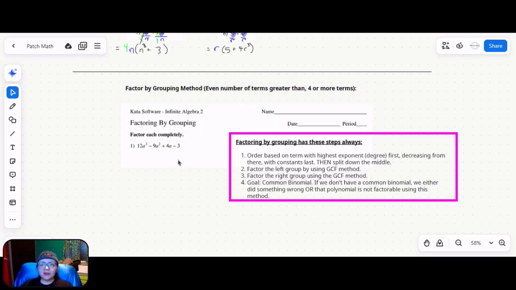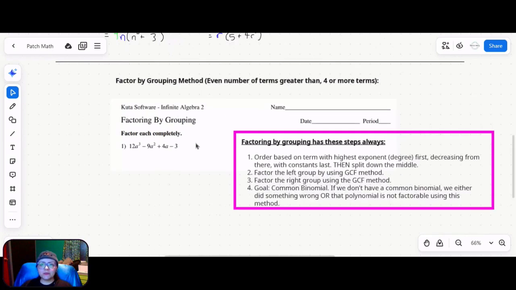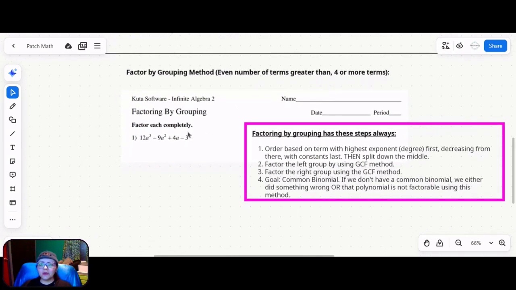If you are given an odd number of terms and you're going to use factoring by grouping, there are some other steps that you have to do first, and we will tackle those in the next video. So please hold tight for that topic. Looking here with an even number of terms given, starting with 4.